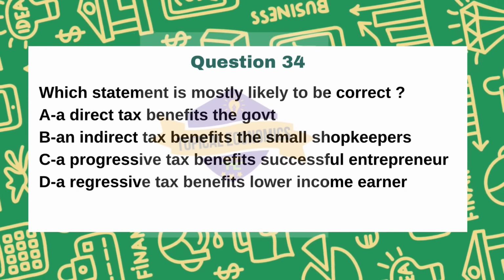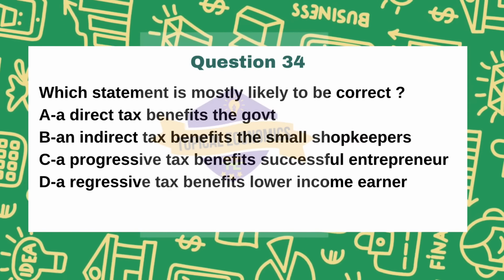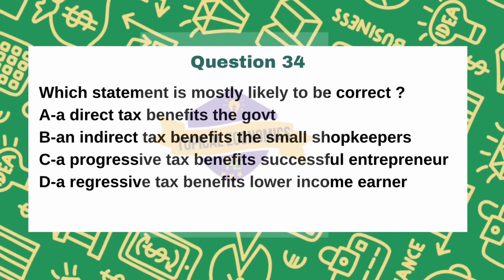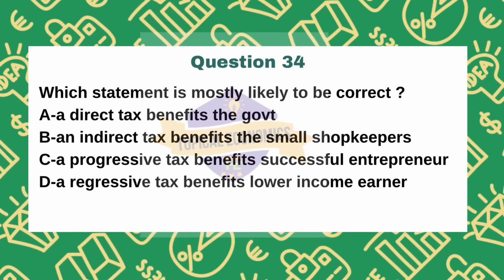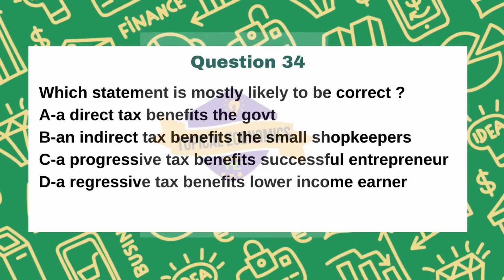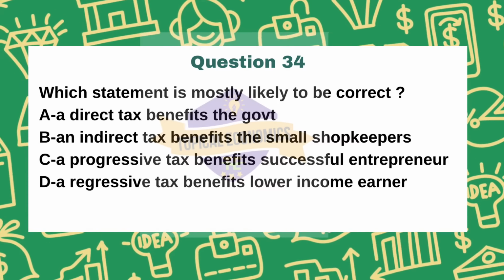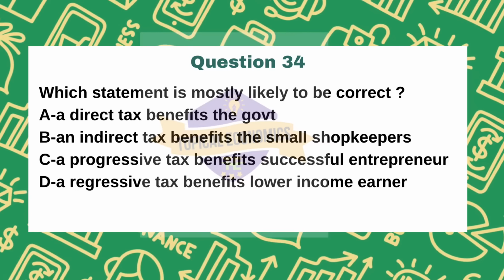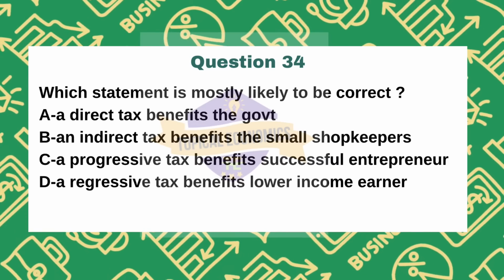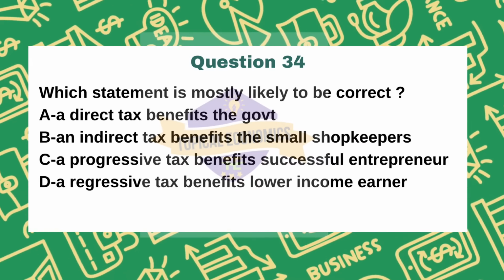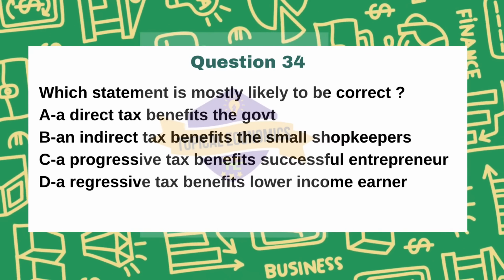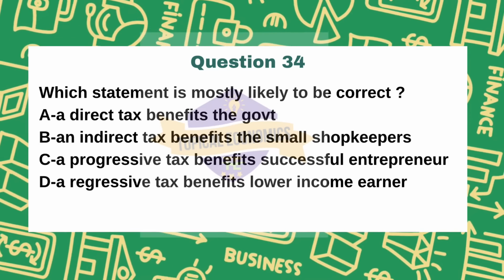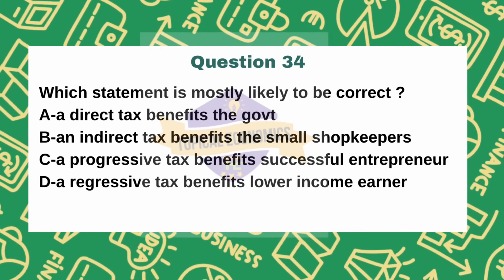Direct taxes, such as income tax or corporate tax, are imposed directly on individuals or organizations, and the revenue generated from these taxes goes directly to the government. This revenue is crucial for funding public services, infrastructure, and various government initiatives. Therefore, the statement that a direct tax benefits the government is accurate. Analyzing the other options. Option B.